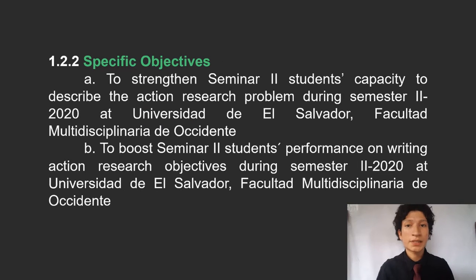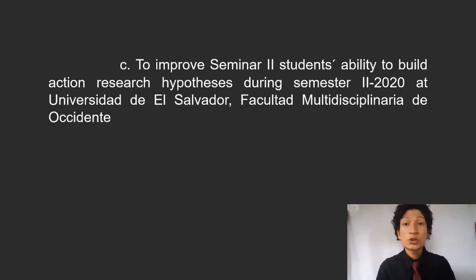The specific objectives are, first, to strengthen Seminar 2 students' capacity to describe the action research problem during semester 2, 2020 at Universidad El Salvador, Facultad Multidisciplinaria de Occidente. Second, to boost Seminar 2 students' performance on writing the action research objectives during semester 2, 2020 at Universidad El Salvador, Facultad Multidisciplinaria de Occidente. And third, to improve Seminar 2 students' ability to build action research hypothesis during semester 2, 2020 at Universidad El Salvador, Facultad Multidisciplinaria de Occidente.